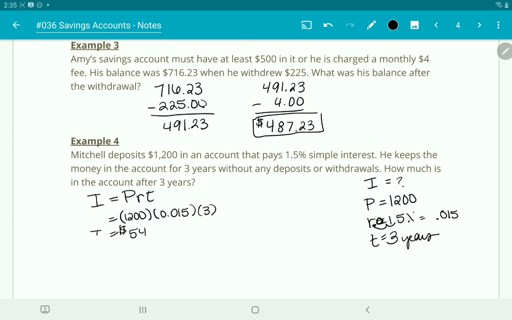So that's how much interest this account has accrued, but it's not asking you how much interest has he gotten. It's saying how much is in the account. So he deposited $1,200, and then the bank paid him this $54 in interest. So now that it's been applied, he would have $1,254 in his account.